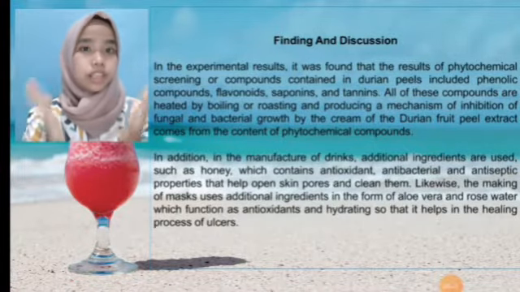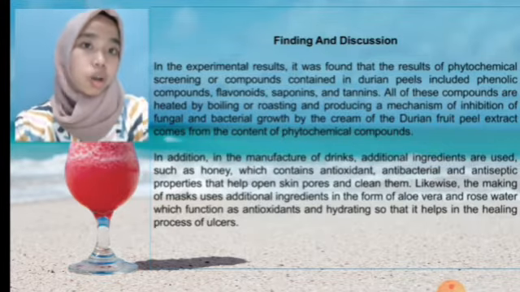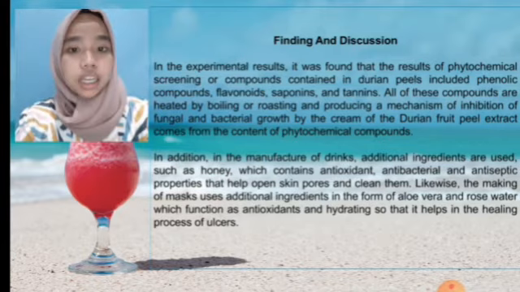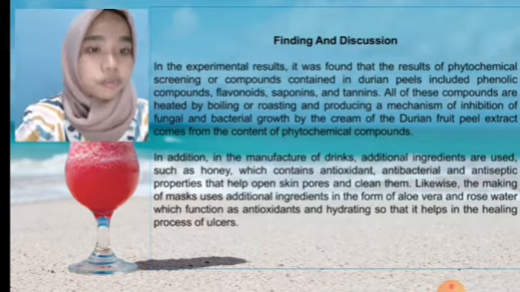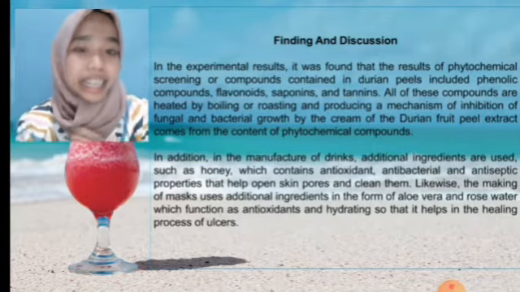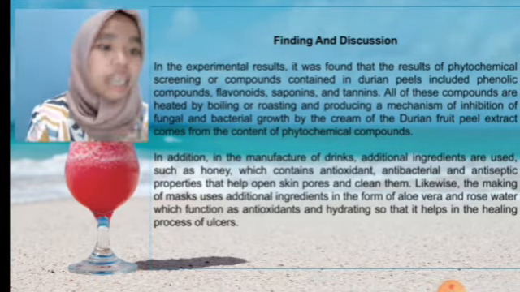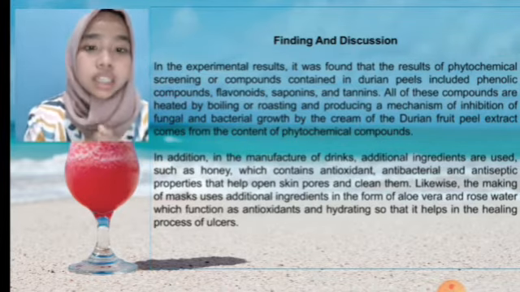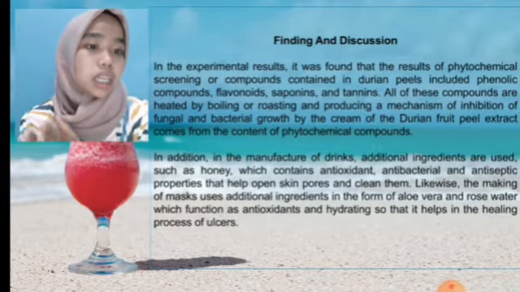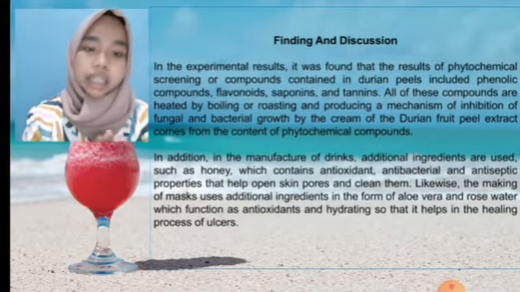Well, that's my video on my experiment in making medicine for ulcers or boils. Now we'll move to the findings and discussion. In this section, the data obtained comes from trusted journal sources that have the same research area regarding the use of durian skin waste. In the experimental results, it was found that the phytochemical screening of compounds contained in durian peel included phenolic compounds, flavonoids, saponins, and tannins.